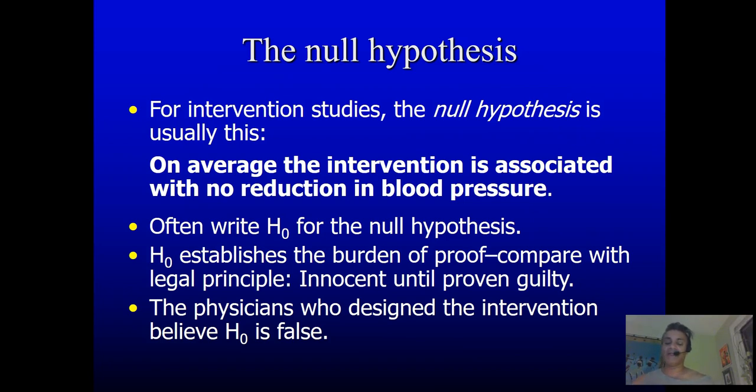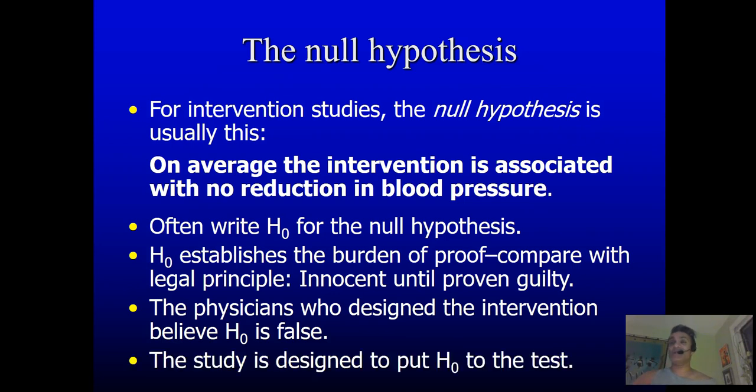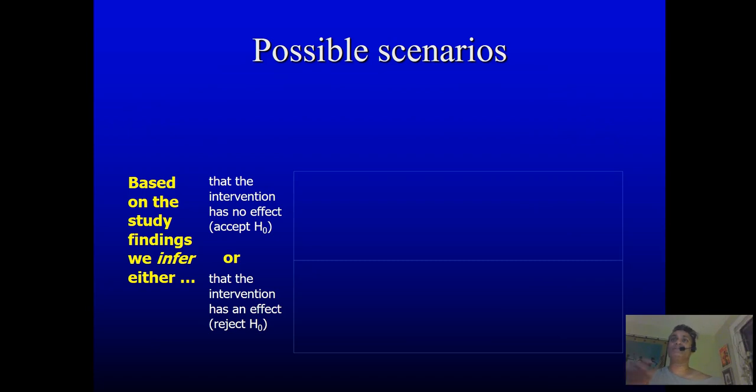So much like in the criminal justice system where we have the presumption of innocence, and we seek evidence to be able to throw out the presumption of innocence, in science, we begin by presuming the null hypothesis to be true, and we seek evidence, i.e. the study, to throw out that assumption and replace it with a new assumption that the null hypothesis is not true and the alternative hypothesis is true. The drug does work. Right? So our study is designed to put the null hypothesis to the test.